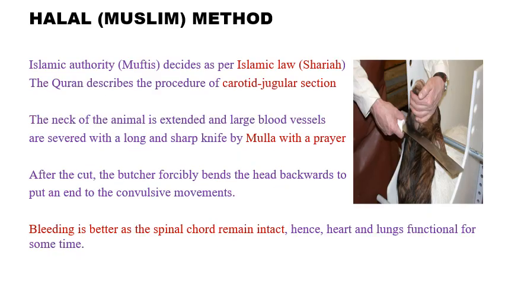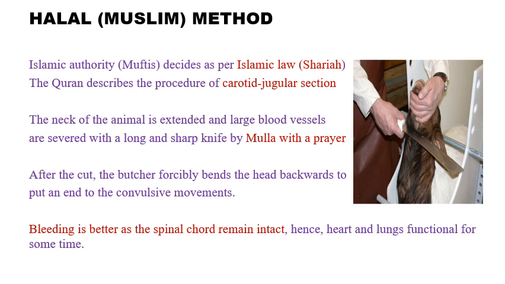Here is another method of ritual slaughter, that is the halal or Muslim method. The Islamic authorities or muftis decide some of the details as per the Islamic law or Sharia. The Quran describes the procedure of slaughter by cutting the carotid artery and jugular vein. The neck of the animal is extended and large blood vessels are severed with a long and sharp knife by a mullah after saying a prayer.